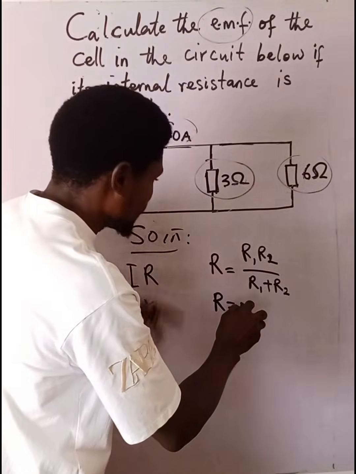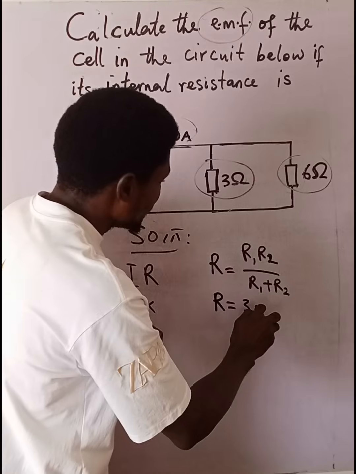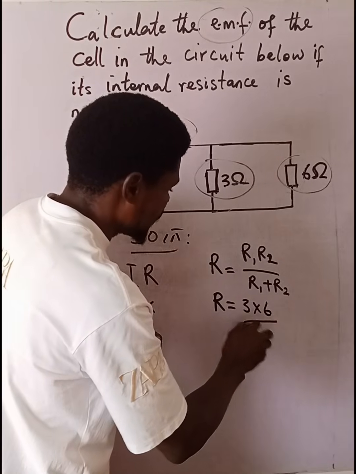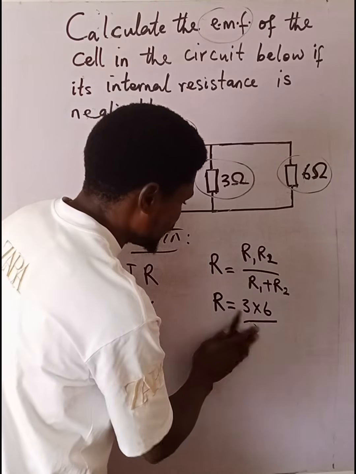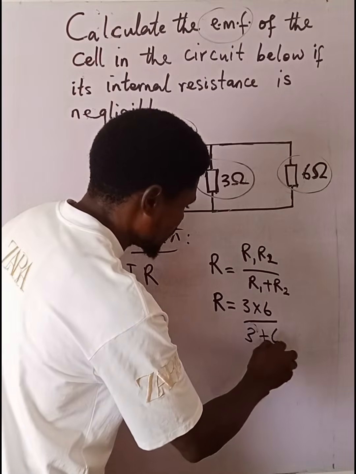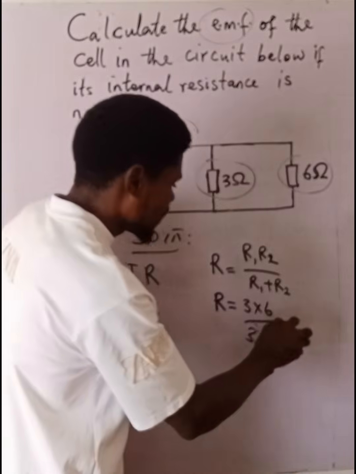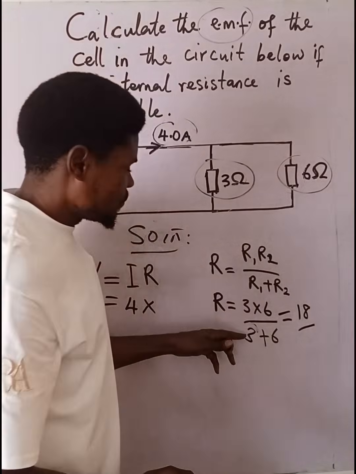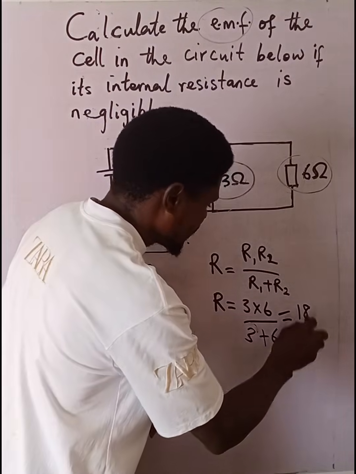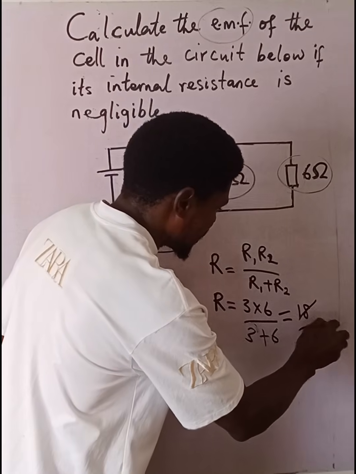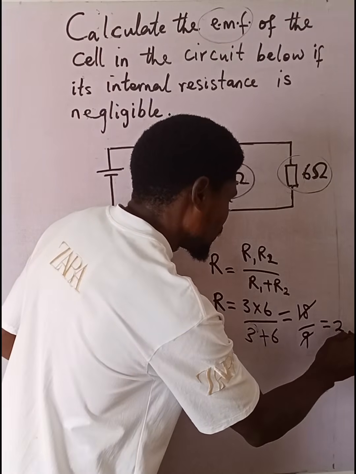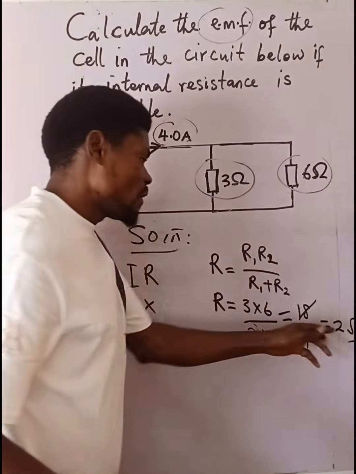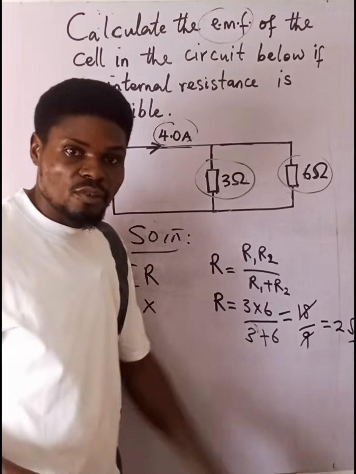So here we have the first one is 3, the second one is 6, divided by the first one, which is 3 plus 6, that is product over sum. So 3 times 6 is 18. Then 3 plus 6 is 9. Then when you cancel out, you now get 2 ohms. So the value of the equivalent resistance is 2 ohms.